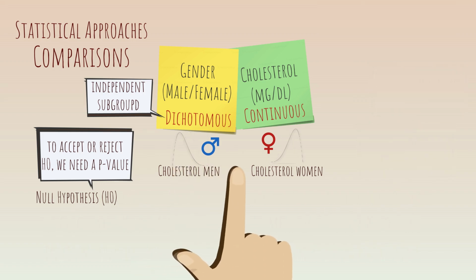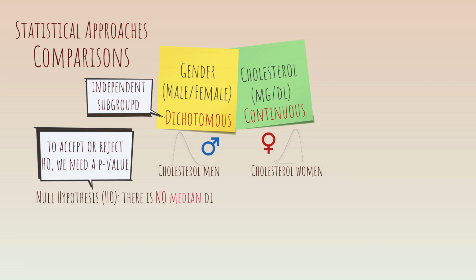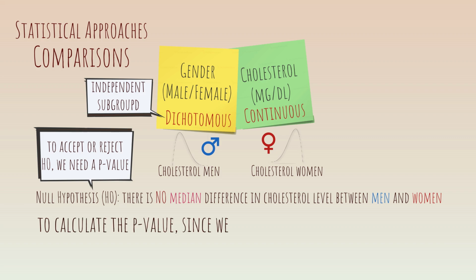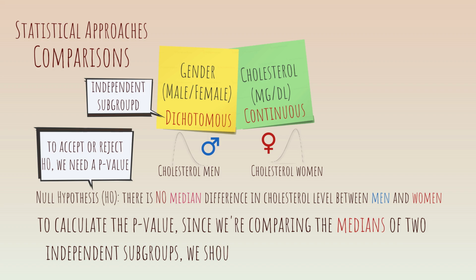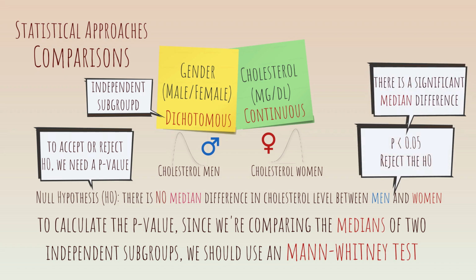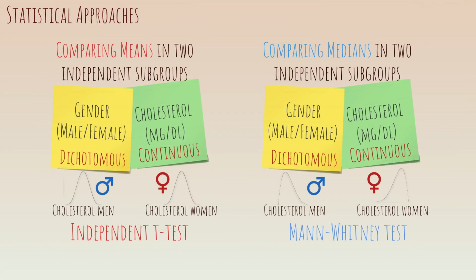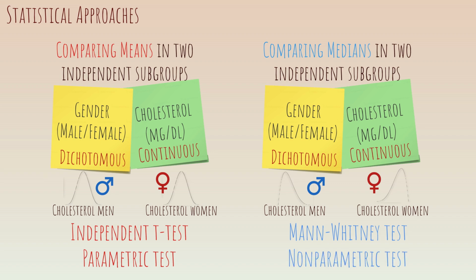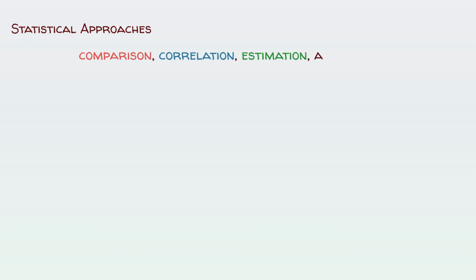But when one or both subgroups are not normally distributed, we compare the medians and form the null hypothesis as: there is no median difference in cholesterol level between men and women. And to calculate the p-value, since we're comparing the medians of two independent subgroups, we should use a Mann-Whitney test. Here again, if the p-value is smaller than 0.05, we reject the null hypothesis. When comparing means, the test is referred to as a parametric test, whereas comparing medians is known as a non-parametric test.